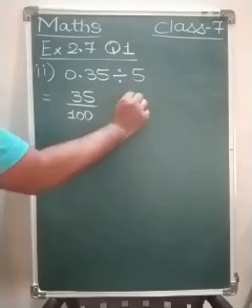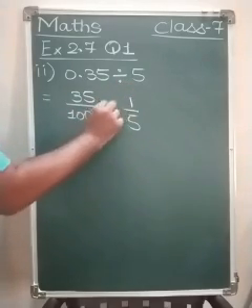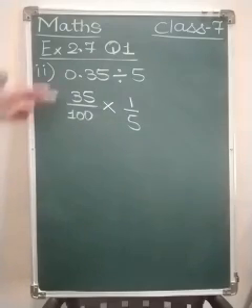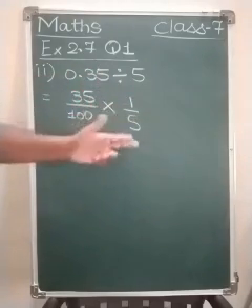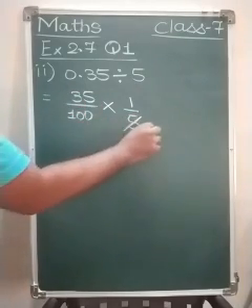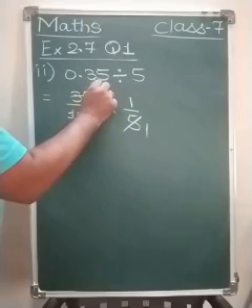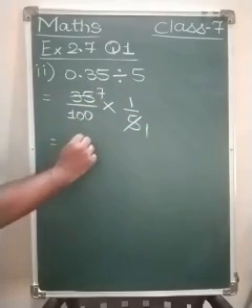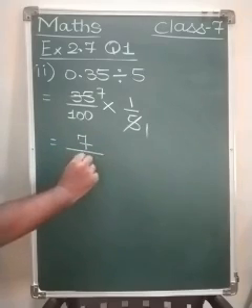Then flip, 1 upon 5, and change the sign. So 35 upon 100 multiplied by 1 upon 5. So here 35 and 5 we can see, we can cut them. 5 ones are 5, 5 sevens are 35. So answer is 7 upon 100.